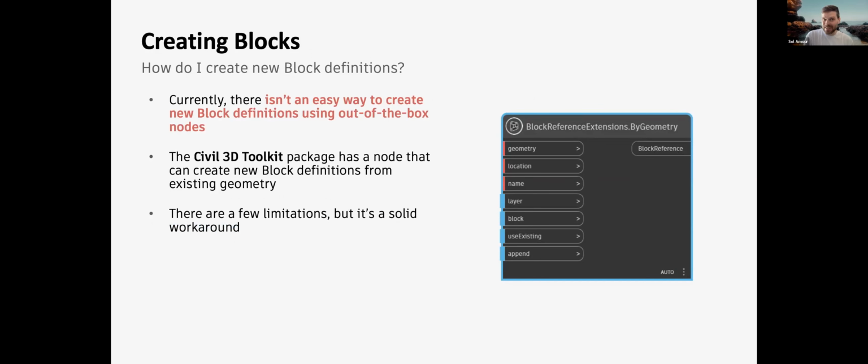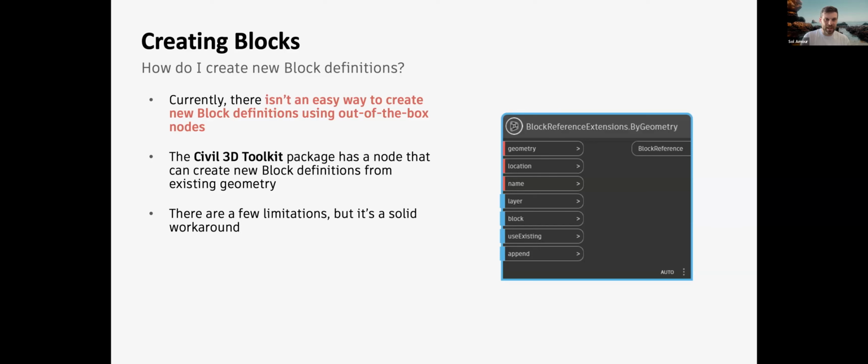All right. So creating blocks. This is the last slide before we get to that live demo. How do we actually create new block definitions? So currently, and there are some earmarks around this, there isn't an easy way to create new block definitions using out-of-the-box nodes. Case in point here, there are a bunch of new Civil 3D nodes coming down the pipes at some point. Unfortunately, can't give you dates, but there's a lot coming. And in the not too distant future, there should be a lot more to work with out of the box. But today, there isn't really an easy way to do this out of the box.